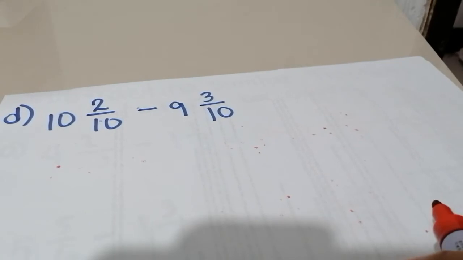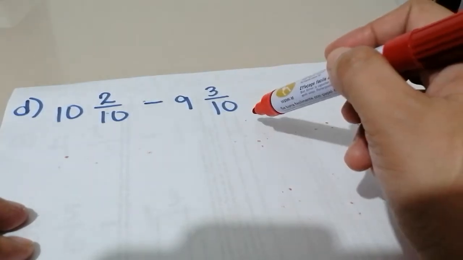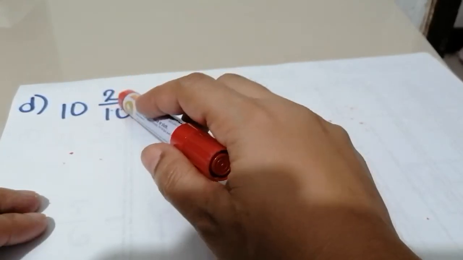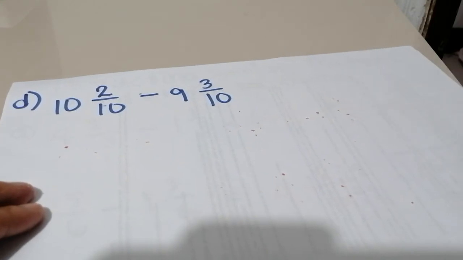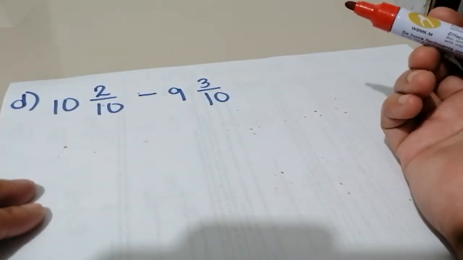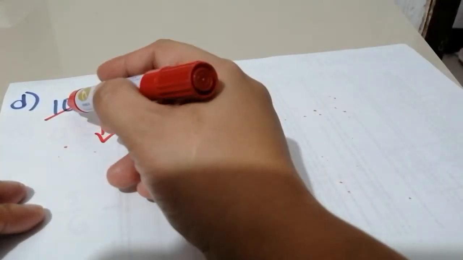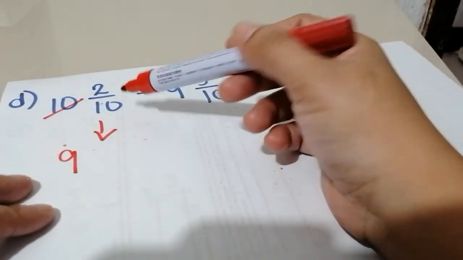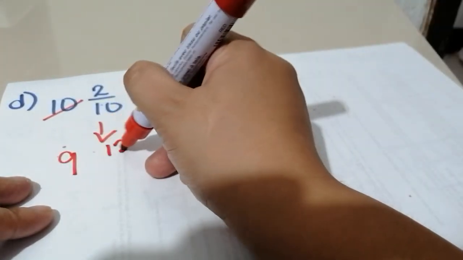Okay? Another example. Dito. So, 10 and 2/10 minus 9 and 3/10. Okay, so as you can see here, similar fraction pa rin sila, but when we subtract 2 minus 3 is not possible. Okay, not possible because 3 is bigger than 2. So anong mangyayari? We are going to what? Borrow 1. Okay, borrow 1 from 10, so 10 will become 9.